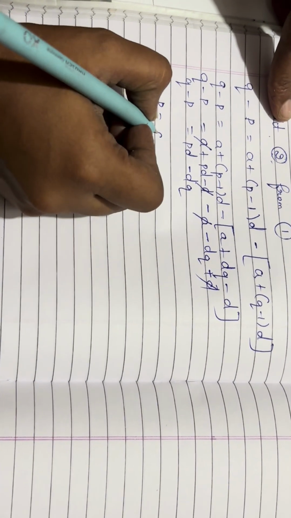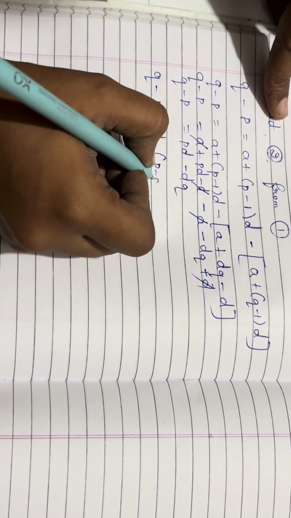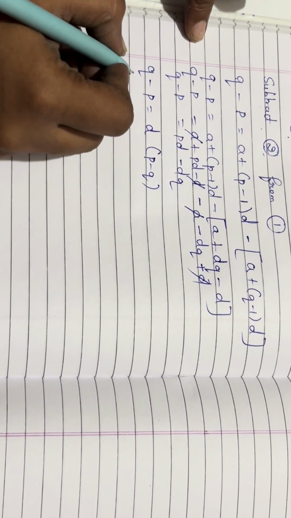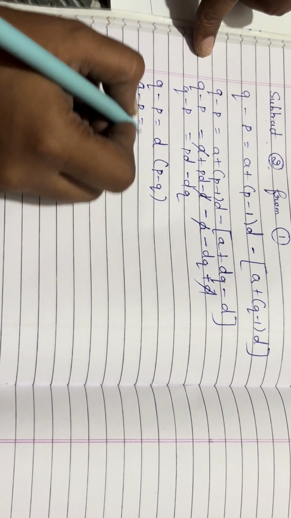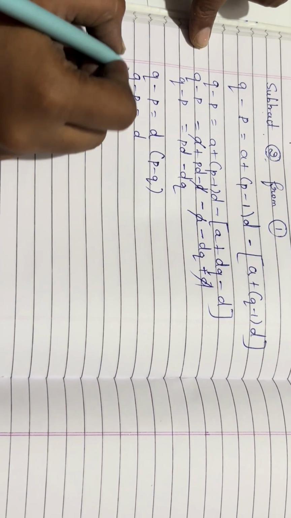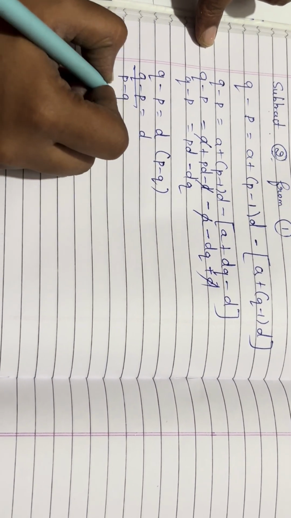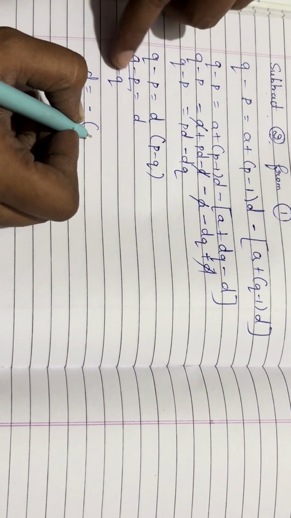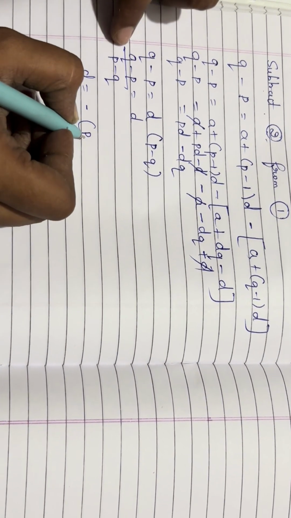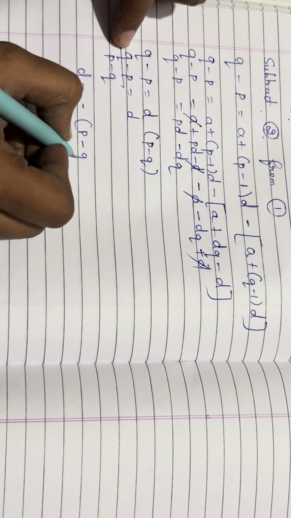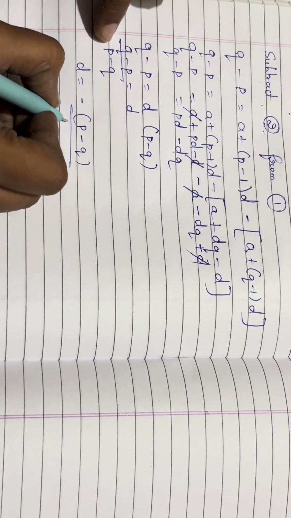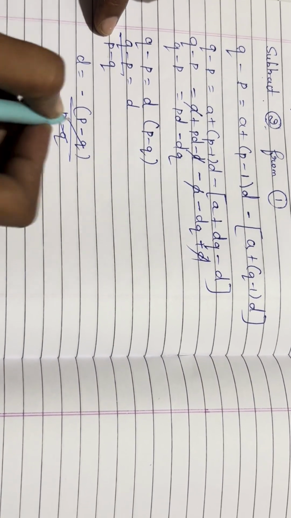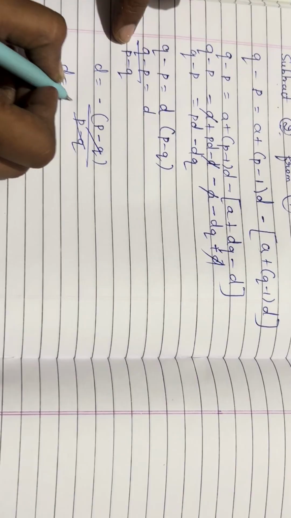Q minus P is equal to, take D common, D into P minus Q. So Q minus P is equal to D into P minus Q. D is equal to, take minus common, this minus becomes plus P, this plus Q becomes minus Q. So write the denominator as it is, P minus Q. Cancel each other. You will get D is equal to minus 1.